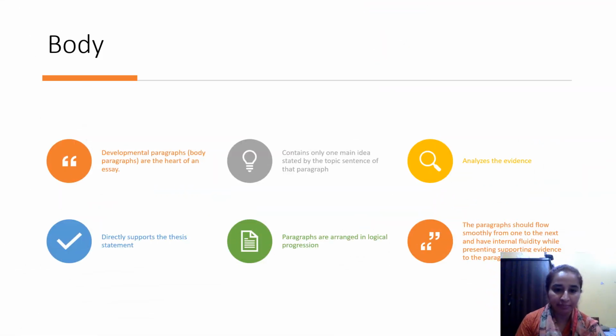Body. Development paragraphs. Body paragraphs are the heart of the essay. Each contains only the main idea stated by the topic sentence of that paragraph, and directly supports the thesis statement. Paragraphs are arranged in logical progression. The paragraph should flow smoothly from one to the next and have internal fluidity while presenting supporting evidence to the paragraph.